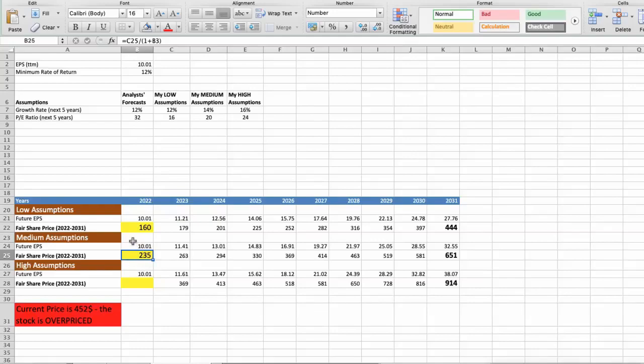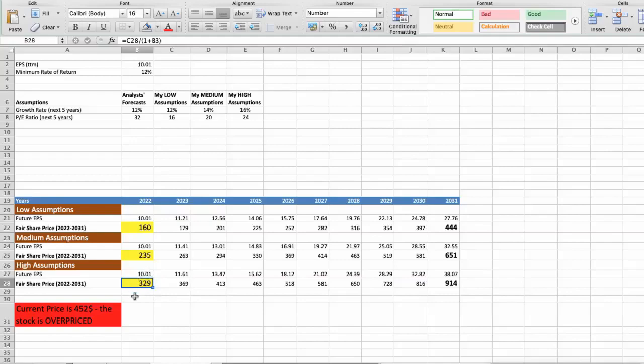Third scenario. Adobe will have high performance in next 5 years, and we will use the following parameters in our calculation. Future growth rate would be high, 16%. Future PE would be high, 24. In this case, the fair value of the stock today would be $329.